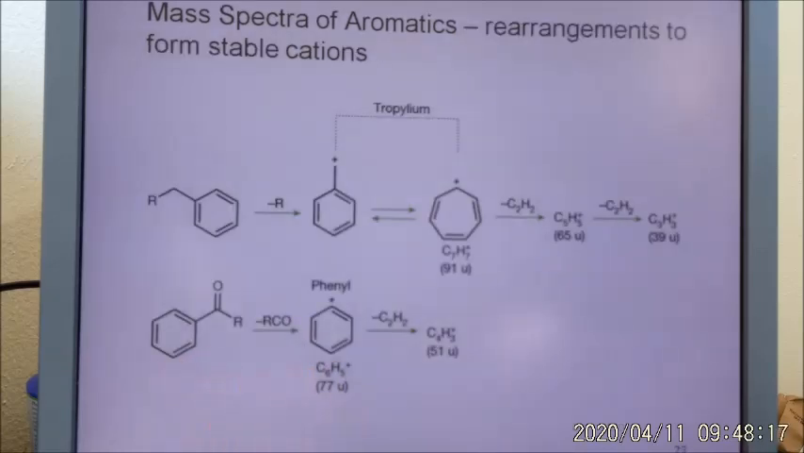Look at this example though. In this example, I can't form a tropylium. This is a carbonyl. If I lose this as a radical, then I just have a plus charge here: 77, C6H5. And then from here, if I lose an ethylene, I get 51. So it's a slightly different pattern.